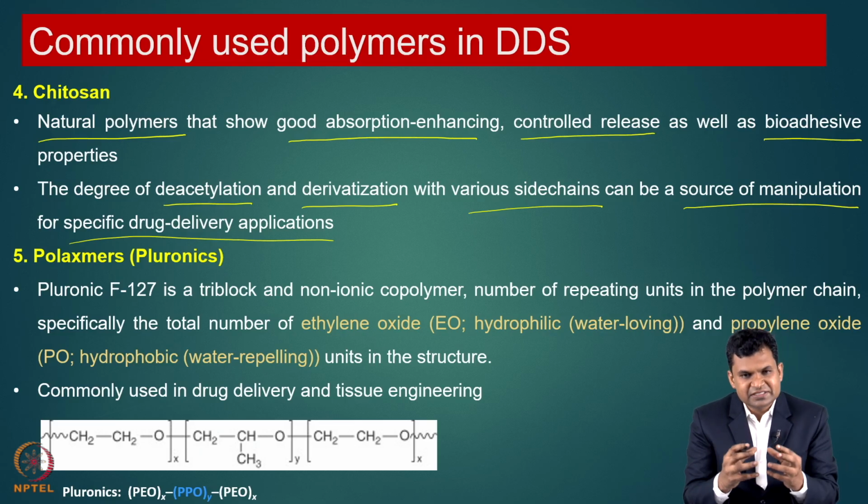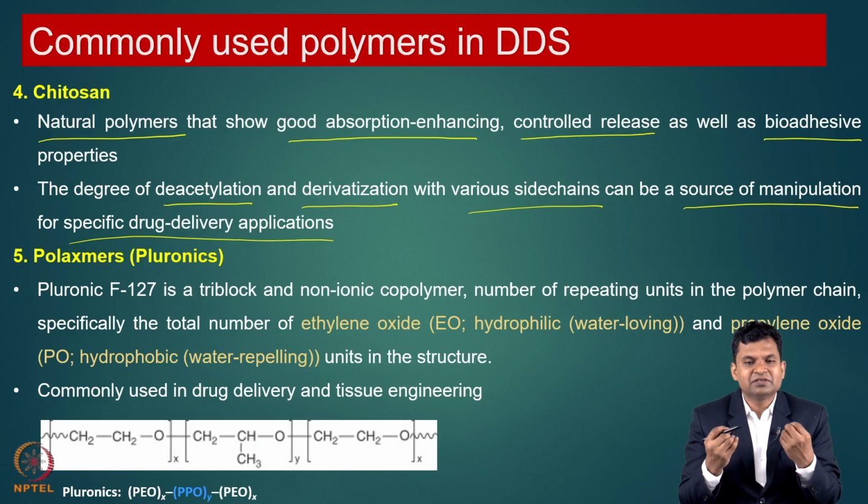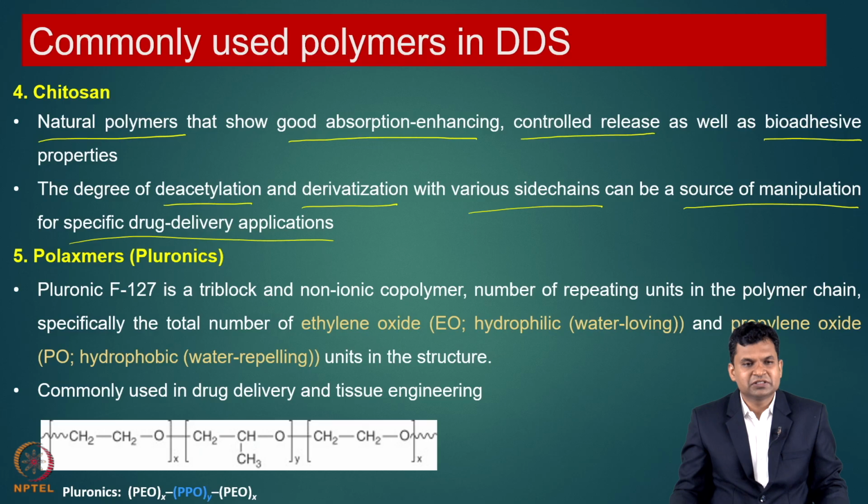By using various derivatization or conjugation with various molecules, we can change the properties of chitosan. We can convert it into pH-sensitive and temperature-sensitive polymers, and even various types of stimuli-responsive polymers. So with this functionality we can use it for various applications.